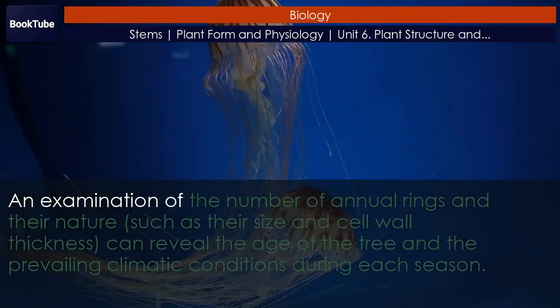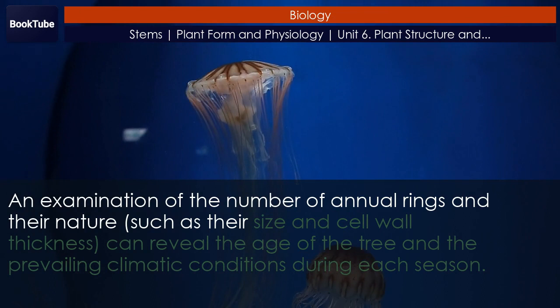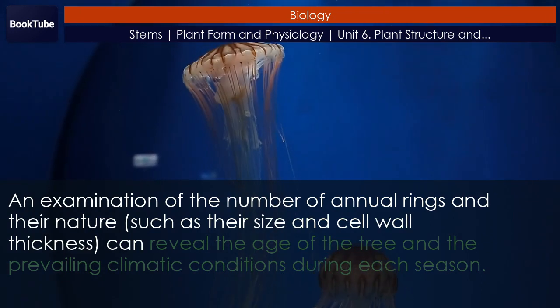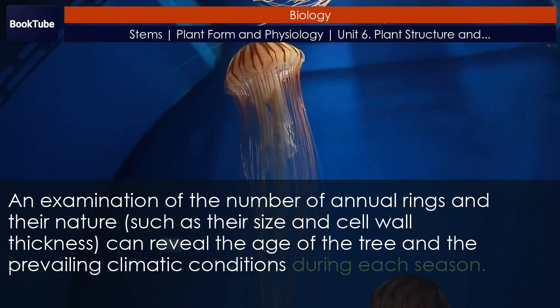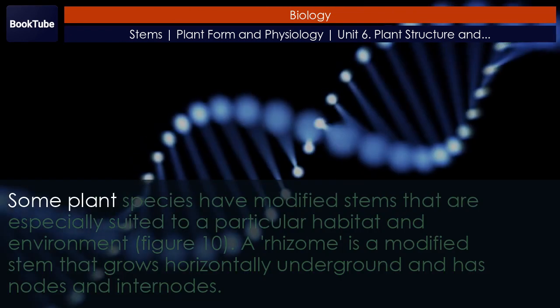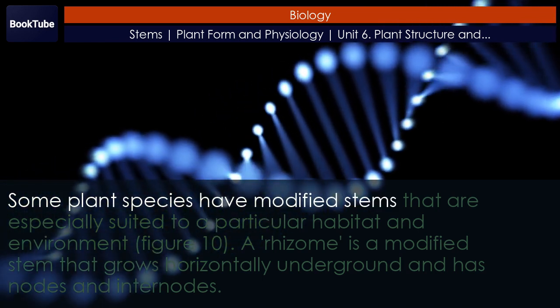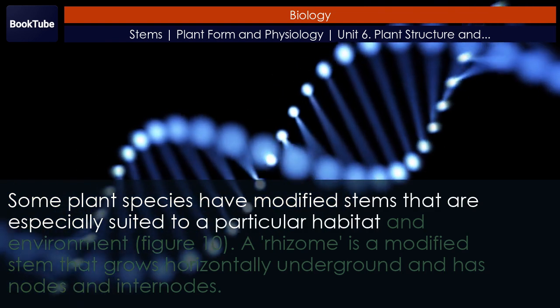An examination of the number of annual rings and their nature, such as their size and cell wall thickness, can reveal the age of the tree and the prevailing climatic conditions during each season. Stem modifications. Some plant species have modified stems that are especially suited to a particular habitat and environment.